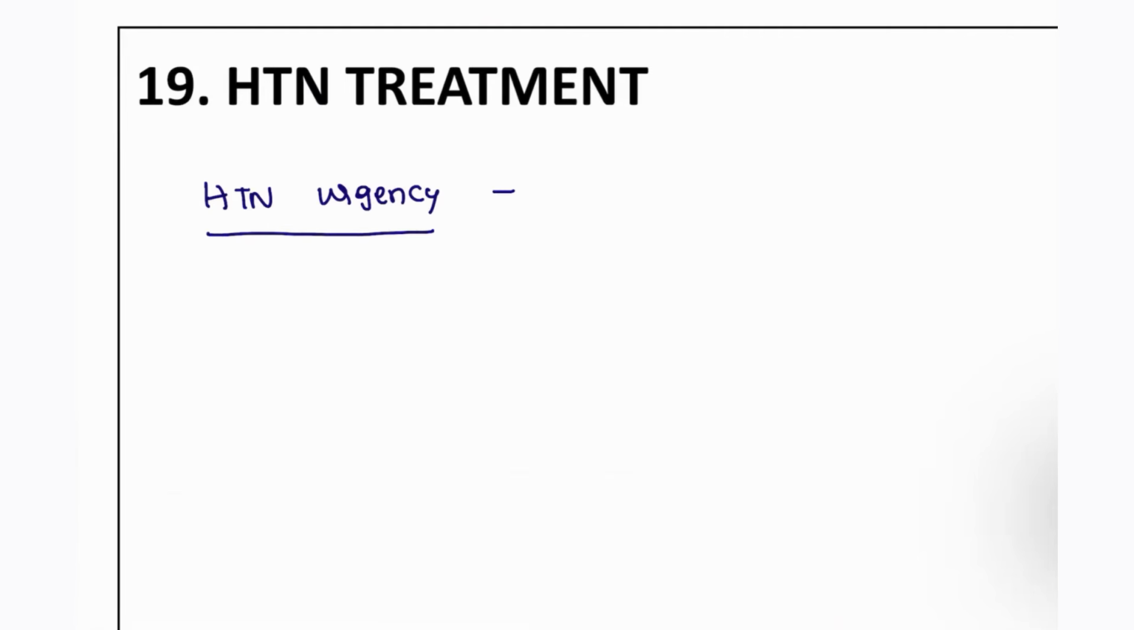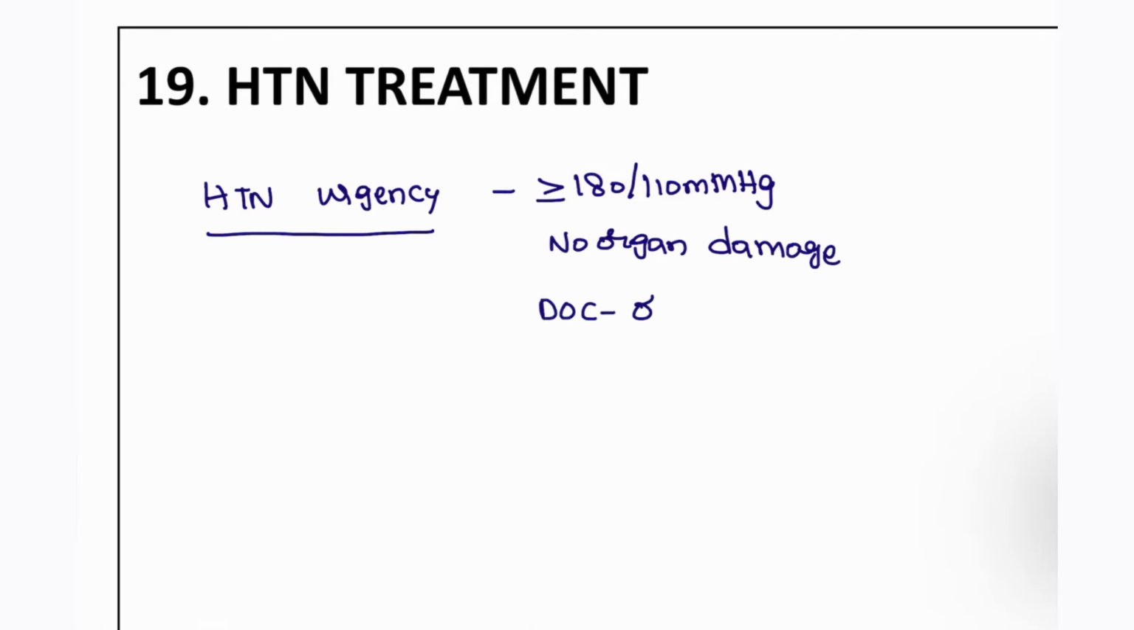Hypertension urgency is a BP of more than 180 by 110 mmHg with no organ damage. So no organ damage will be seen in this patient. For this patient, the drug of choice is oral clonidine. Okay, oral clonidine is given.